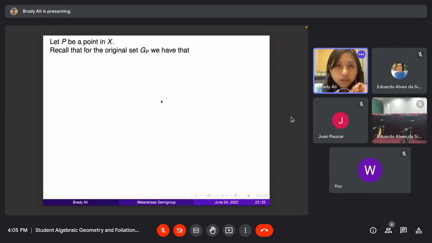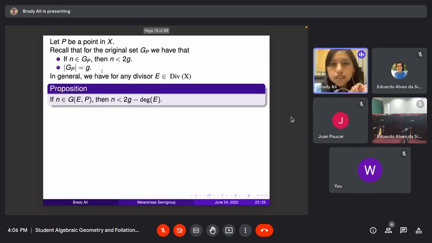So this G_P is our original set, the set of gaps of the Weierstrass semigroup, and we have that if n belongs to G_P, then n is less than 2g, and the cardinality of this set is equal to the genus of the curve. In general, for any divisor E, if n belongs to the set of gaps G_E^P, then n is less than 2g minus the degree of E. Note that if the degree of E is greater than or equal to 2g minus 1, then this set will be just the null set.